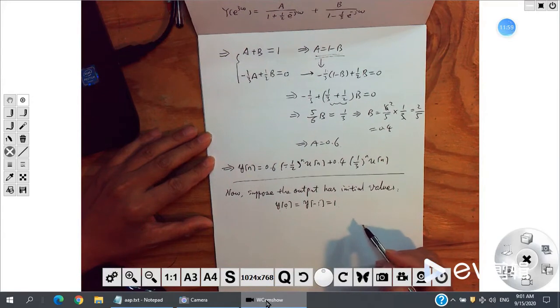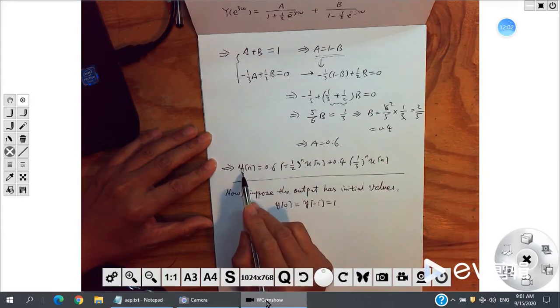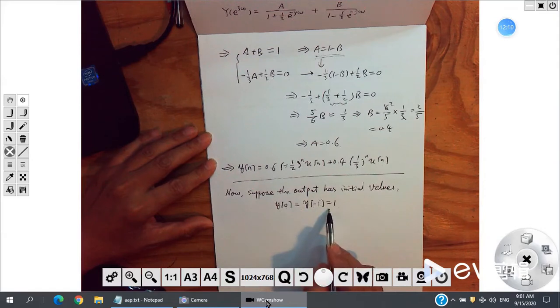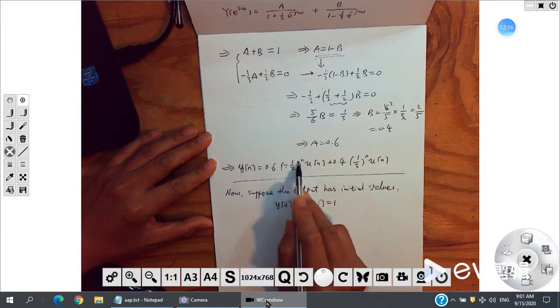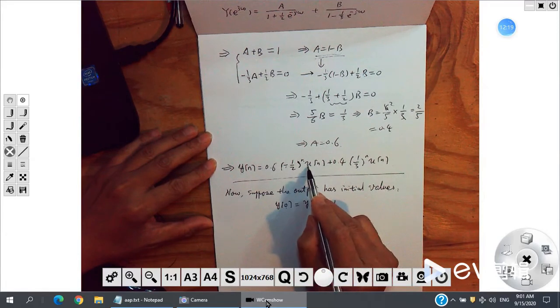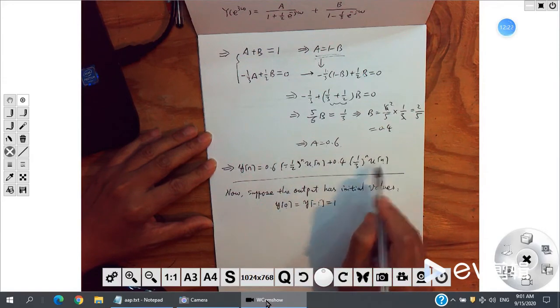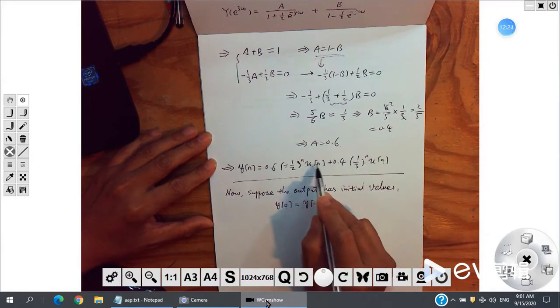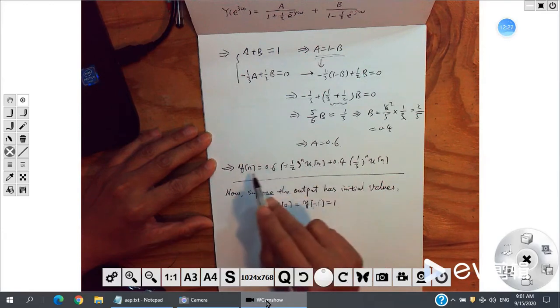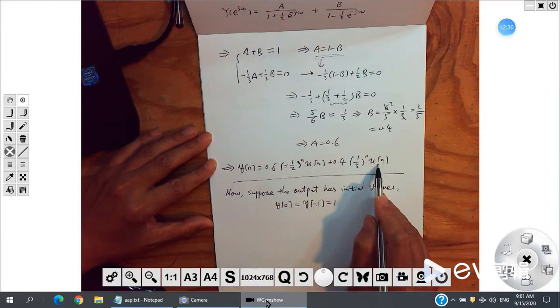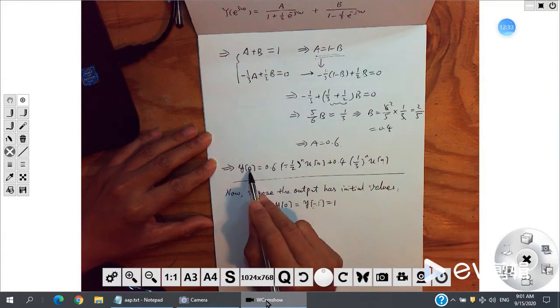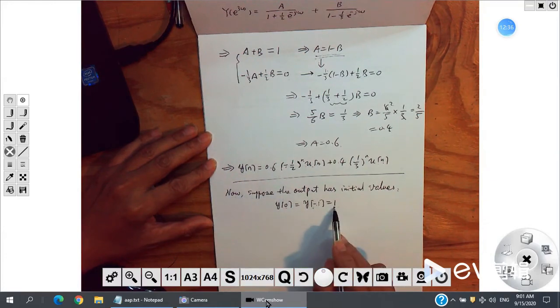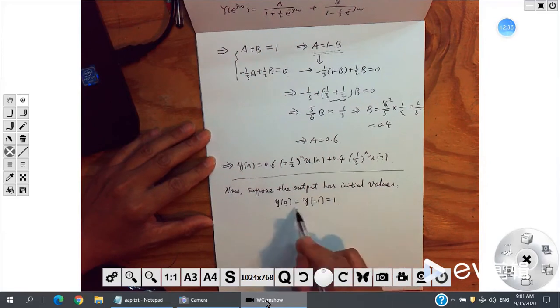Then you look at the previous solution here. We get a y here, right? So does this y satisfy this condition? No, right? If you plug in n equal to -1, both terms have u of n, and with n equal to -1, u of n should be 0. So our result here is y of -1 equal to 0, not 1. So the requirement is not satisfied.